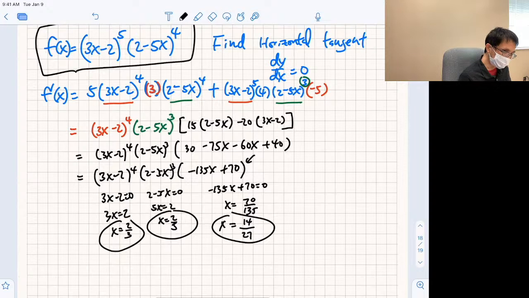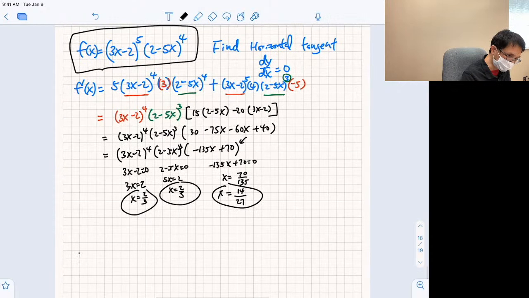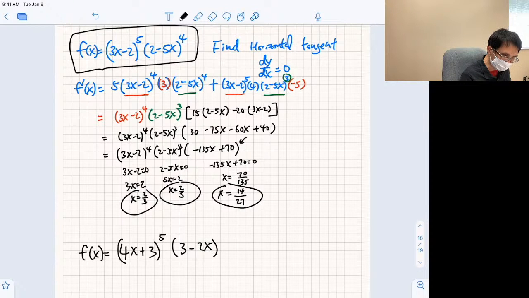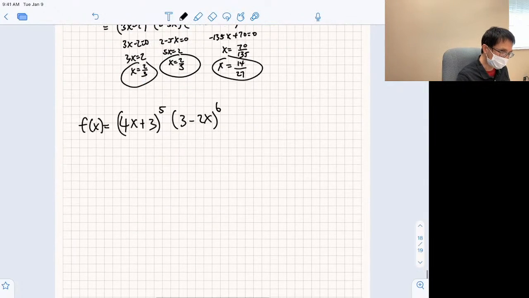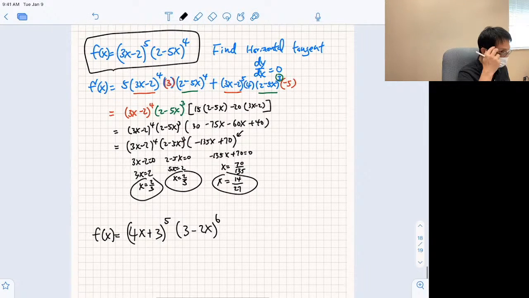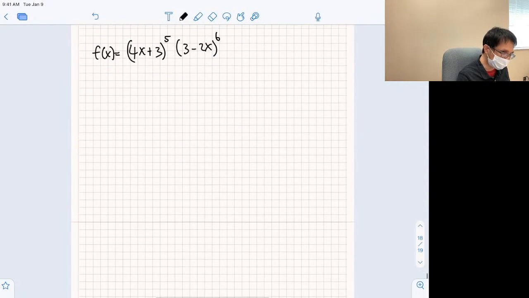3x minus 2. So let me give you a question for you to take a derivative. So f of x equal to 4x minus... How many homework questions are we gonna have? ...plus 3 to the 5th power, and then 3 minus 2x to the 6th power. So something like that, I want you to take a derivative. But meanwhile, I'm going to show you how I do it on decimals. How do I check my answer is correct. So you're going to do this question right here.